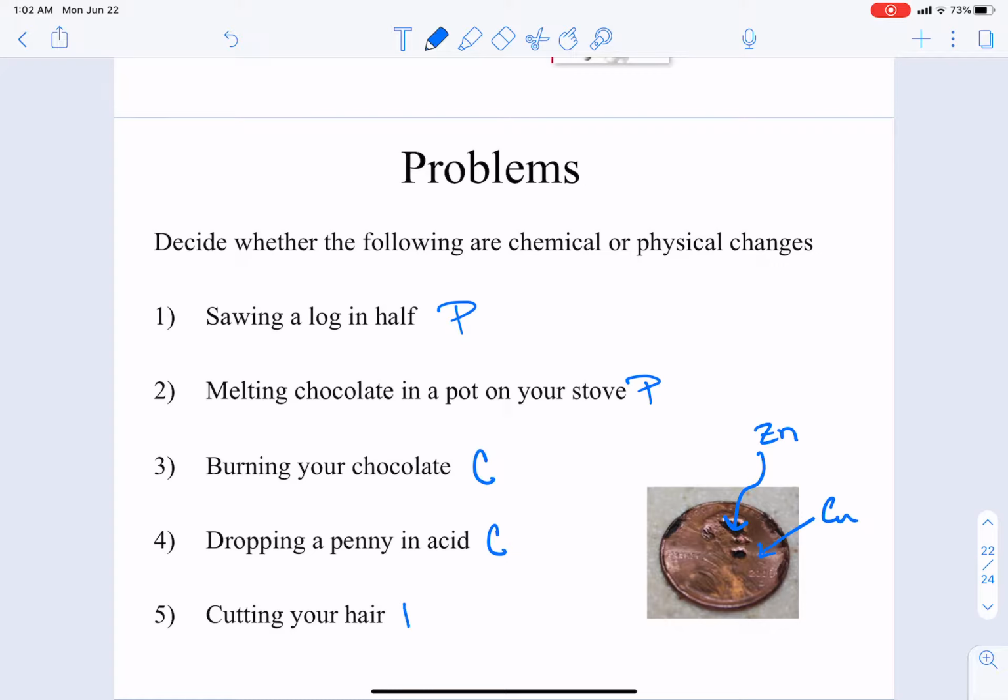What about cutting your hair? That's just changing the shape of it. That's physical. So you've got the same hair on your head and the same hair on the floor. It's the same substance before and after.